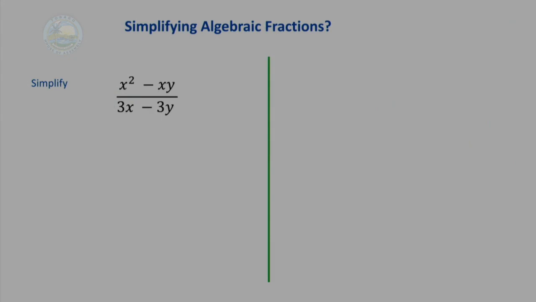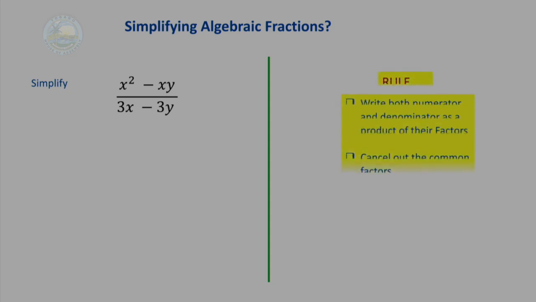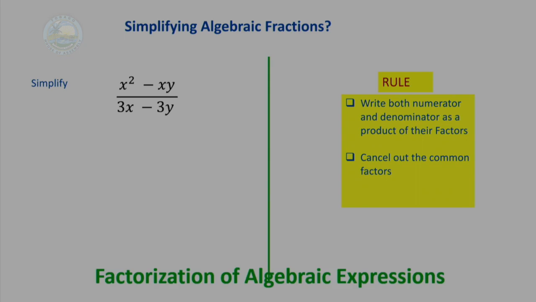And so we need to know what our rules or steps are. Our rules or steps are that we need to write both numerator and denominator as a product of their factors and cancel out the common factors. Now, when we say that, what we mean, for us here in algebra, writing the numerator and denominator as a product of their factors, we are saying that you really need to factorize the algebraic expression. So it's factorization of the algebraic expressions.